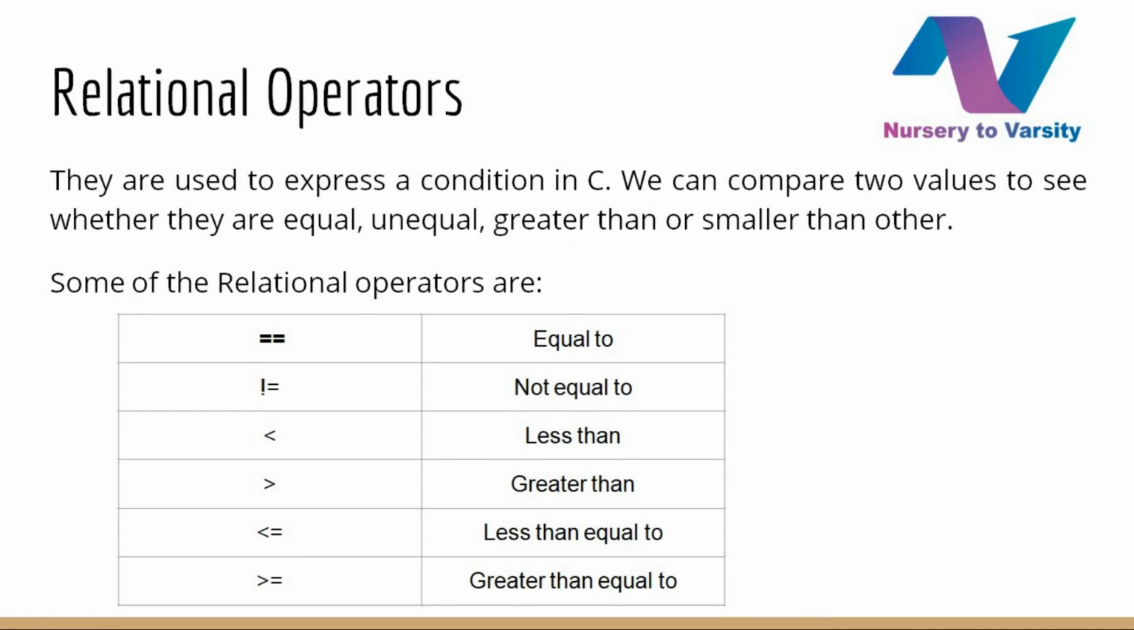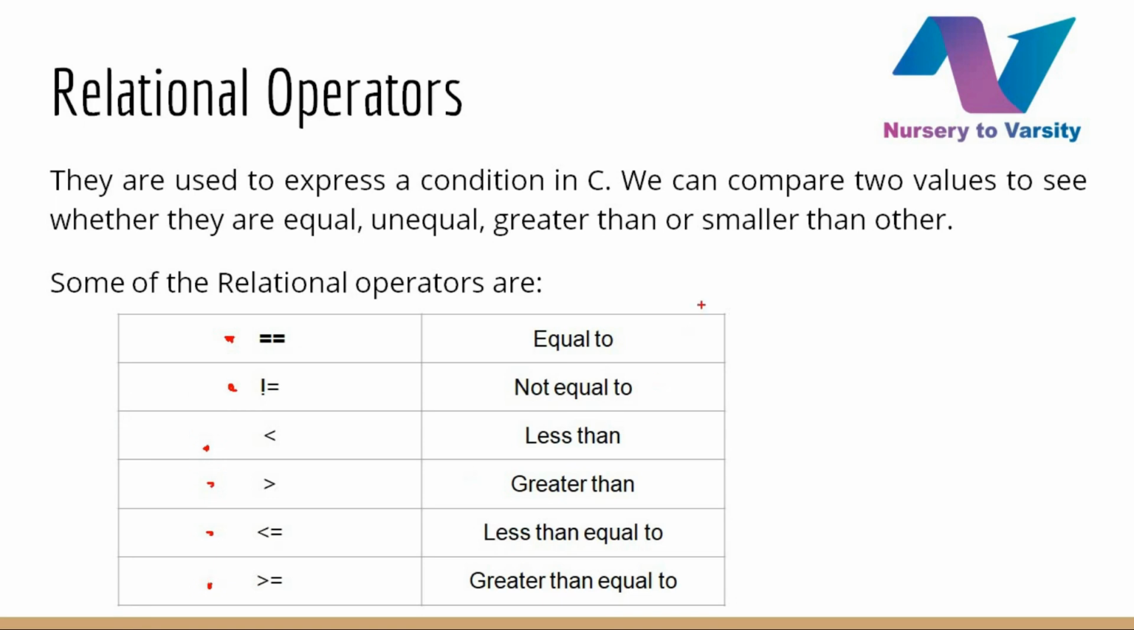The first one, equal to. It is the equality operator. It is used to compare whether two values are equal or not. The second one is not equal to. It is the inequality operator. It is used to check whether two values are not equal. And the other relational operators such as less than, greater than, less than equal to or greater than equal to, they have the same functionality as described in the mathematic.